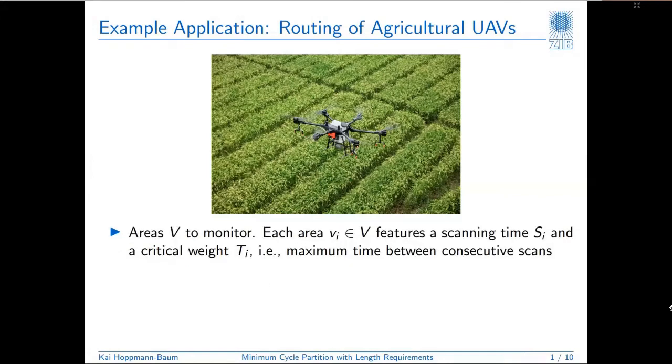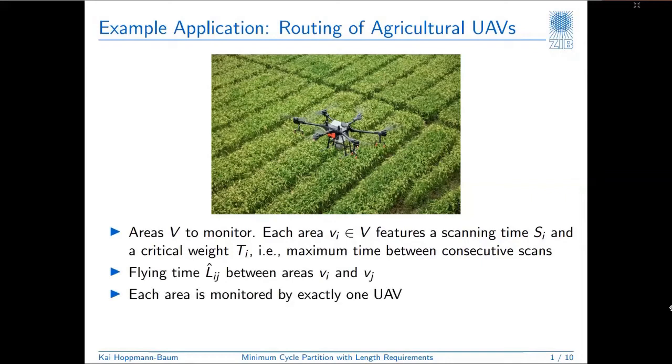So the problem we have here: we have a set of areas to monitor, which we denote by V, and for each area we are given a scanning time, which is the time that the UAV needs to scan this field or area. And most importantly, we are given a critical weight, and this is the maximum time between 2 consecutive scans. So just imagine you have different fields, and one of the crops is very valuable, so you may want to visit this more often with your UAV in order to check if everything's okay than the other fields, so the critical weight would be lower in this case. Of course, we're given the flying time between the different areas.